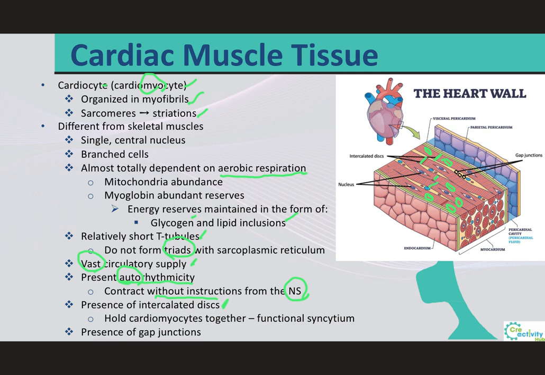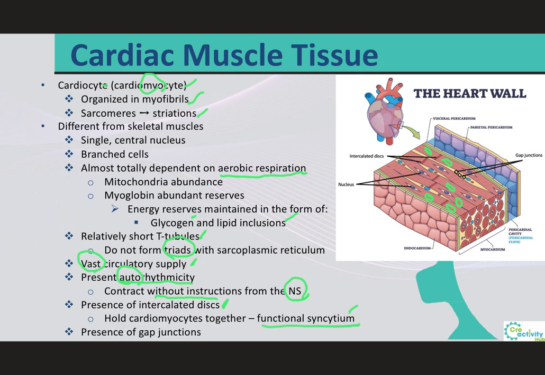This means that these intercalated discs are going to hold neighboring cells together. And this is what makes them contract in unison, contract together, meaning that when one cell contracts, all other cells will contract as well. And because of this, the cardiac muscle has been called a functional syncytium. Syncytium means that it's a fused mass of cells. And just as a note, the intercalated discs are only found in cardiac muscle tissue.